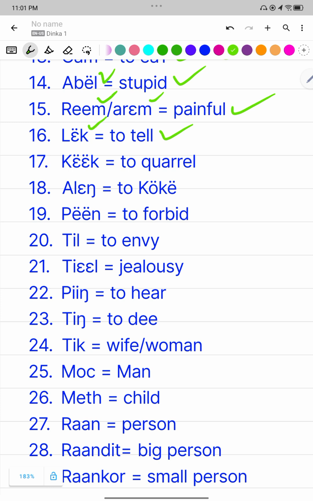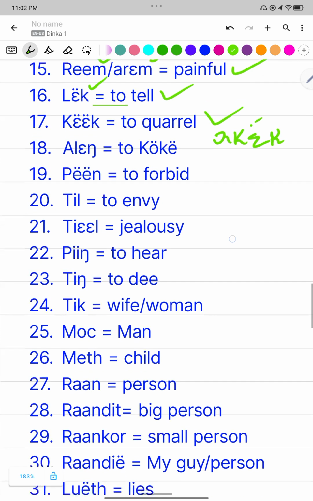Number 17, cake. Cake or a cake means to quarrel. Quarreling. Deng kubol achi cake means Deng and Bol are quarreling, or Deng and Bol have quarreled. A cake means quarreling. But cake, to quarrel, is a verb.